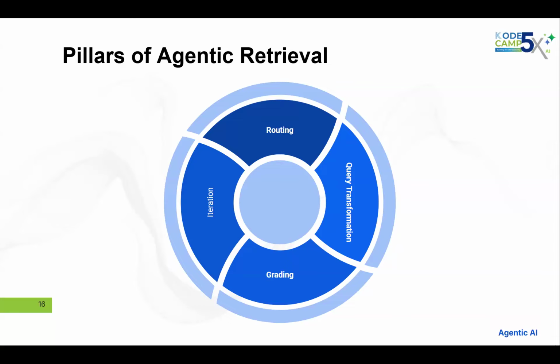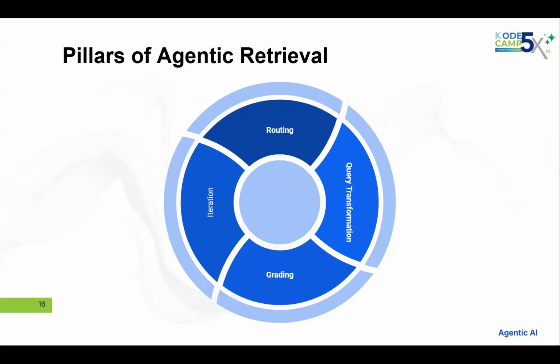The other one is query transformation. This involves the agent, essentially the LLM in the agent, transforming the query, modifying it to a form that is more likely to retrieve the relevant information. So in this case, the agent itself modifies the query that it will search with. That's query transformation.